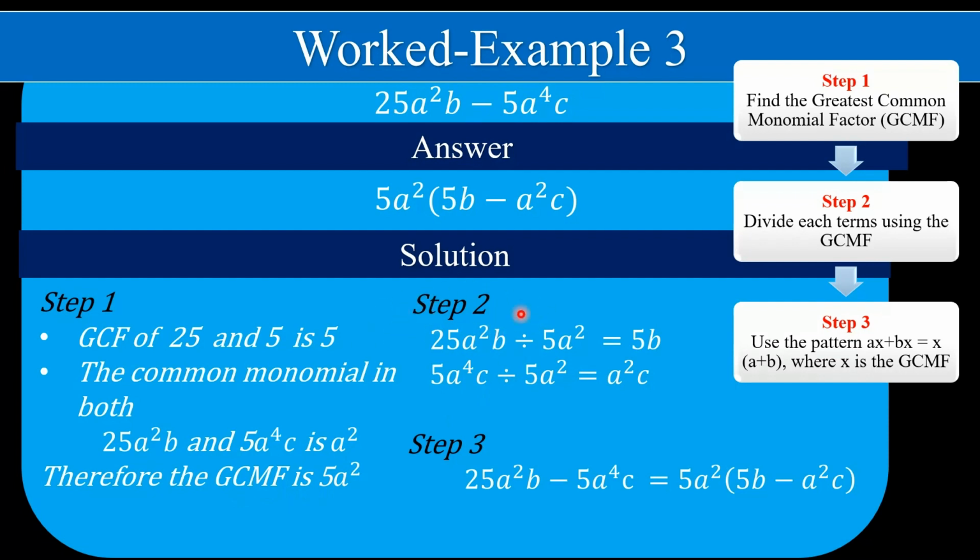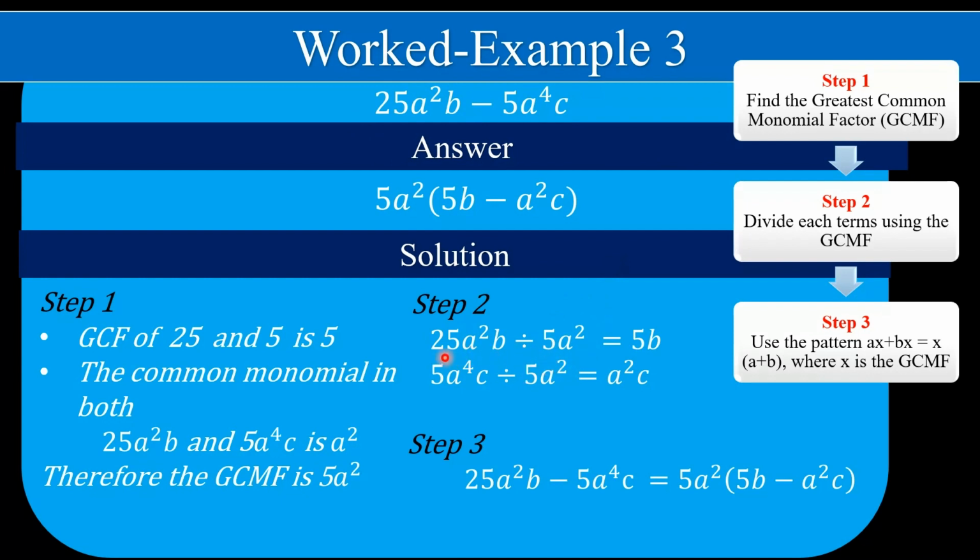In step number 2, it emphasizes the idea of division, dividing each term using the GCMF, or dividing each term using the greatest common monomial factor. What terms are we talking about? We are actually focusing on the product. The two terms here are 25a squared b and 5a to the 4th power c. So we have to divide each term by 5a squared.